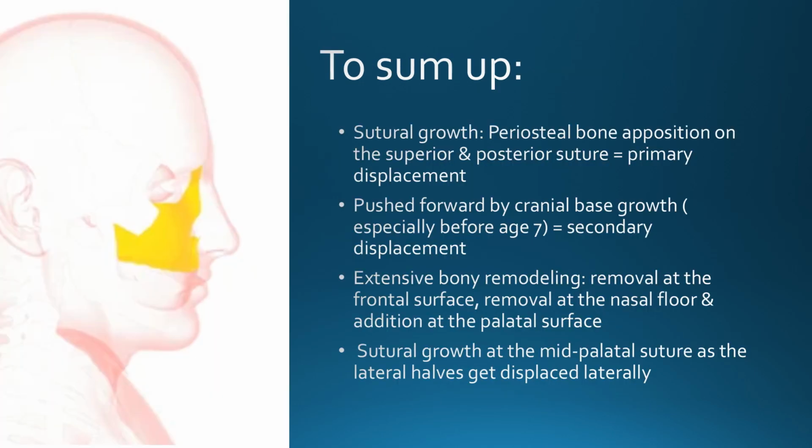So to sum up, the nasomaxillary complex, the maxilla forms by intermembranous ossification. There are superior and posterior sutures that connect it to the cranial base, and these are ideal for sutural growth. Bony apposition that pushes it forward and downward. Primary displacement. The cranial base, as it elongates, it also pushes it downward and forward. This is called secondary displacement.